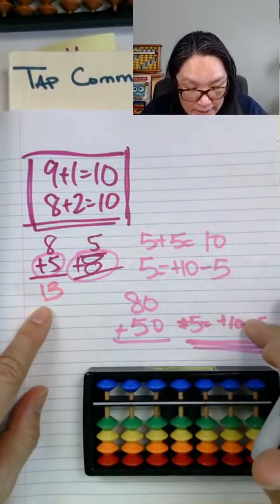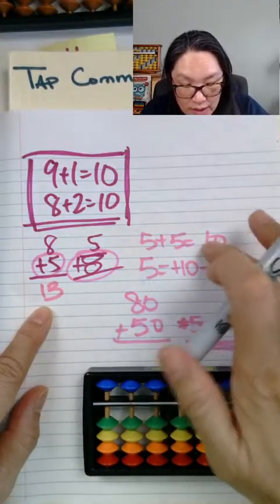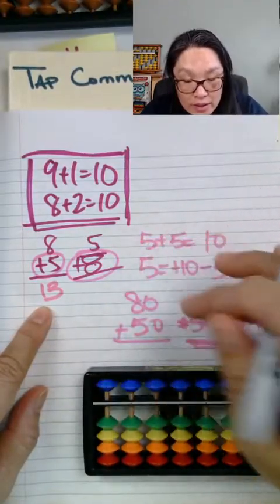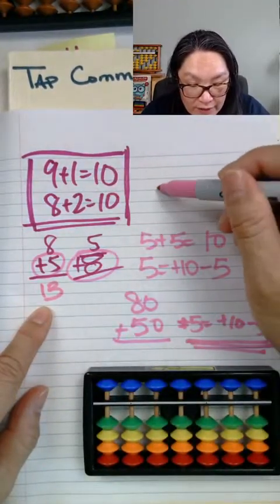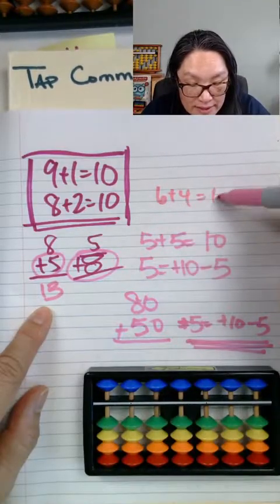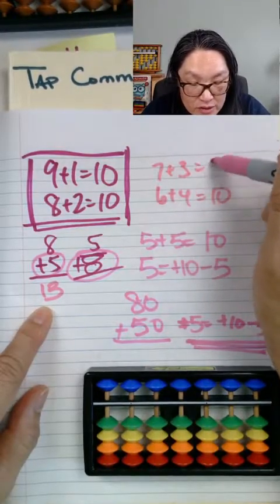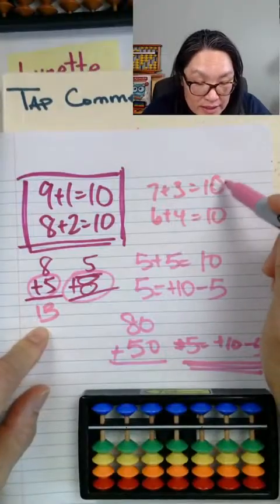When we make a 10, we utilize the 10 pairs. So again, the 10 pairs is a 5 and a 5, and a 6 and a 4, right? To make a 10, 7 and a 3. This is all the 10 pairs. These are all the 10 pairs that we need to memorize.